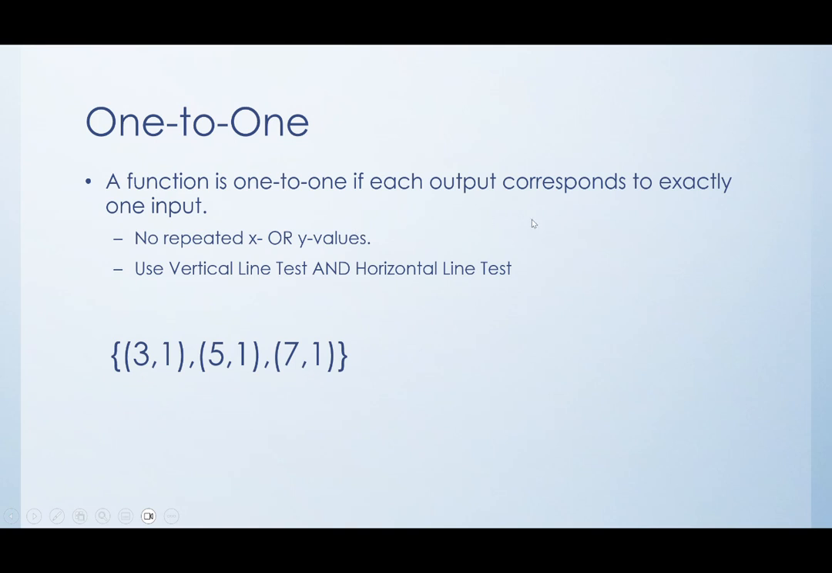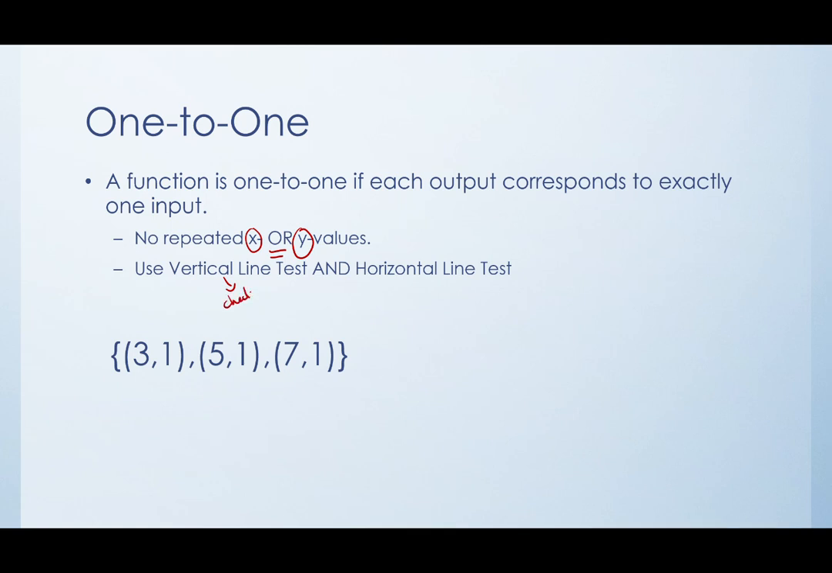So, this function, talking really briefly about one-to-one functions. A function is one-to-one if each output corresponds to exactly one input. So this means no repeated x values or y values, okay? So this is like using the vertical line test, which checks for repeated x values, and the horizontal line test, which is going to check for repeated y values.